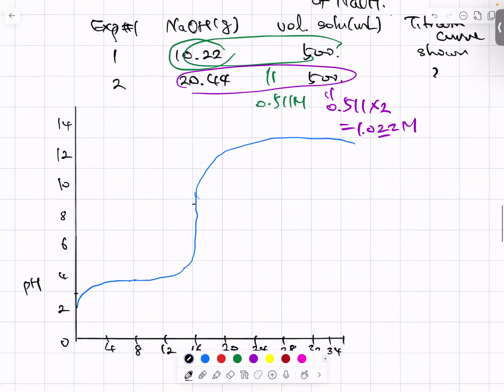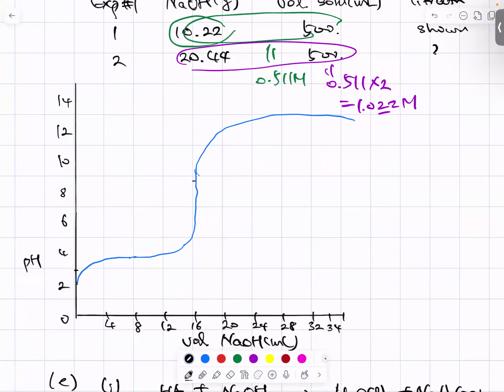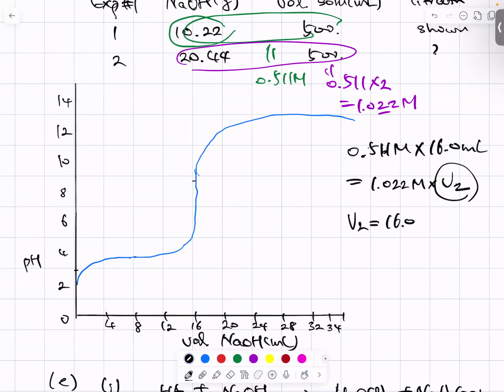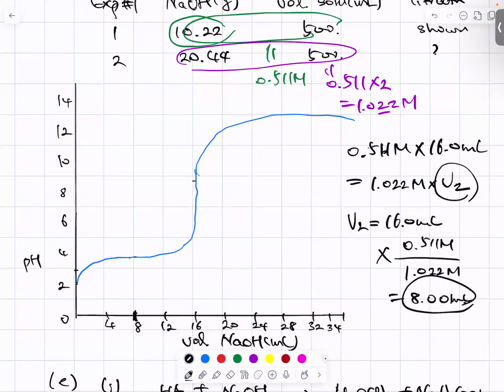Okay, so how can we calculate the equivalence point? All right, with 0.511 molarity of sodium hydroxide, the equivalence point is 16.0 milliliters. Then what about 1.022 molarity? What would be the volume of the equivalence point? Let's divide both sides by 1.022, then it is 0.511 molarity over 1.022 molarity, which is half of it, so half the milliliters. Okay, so then at half, it will become the equivalence point.